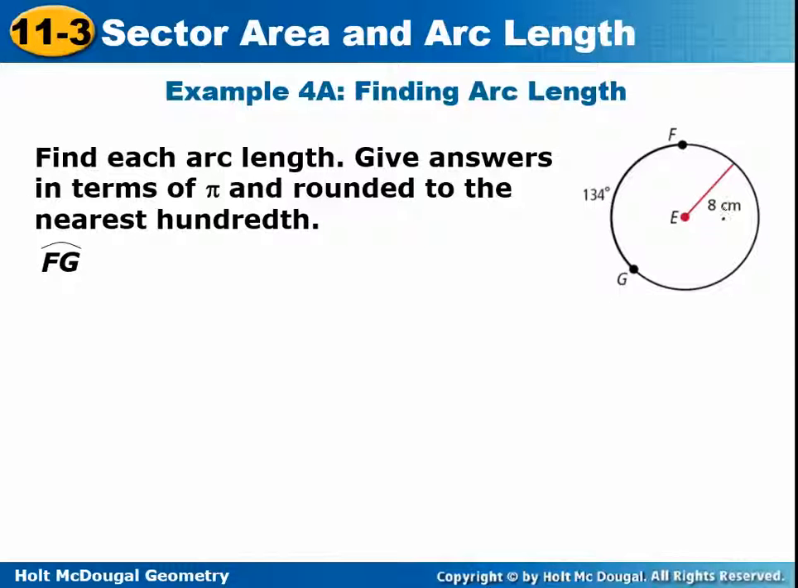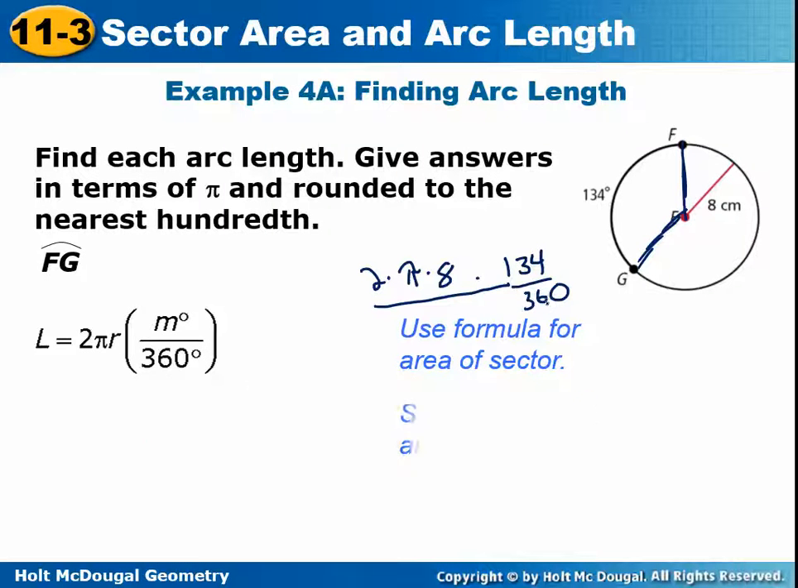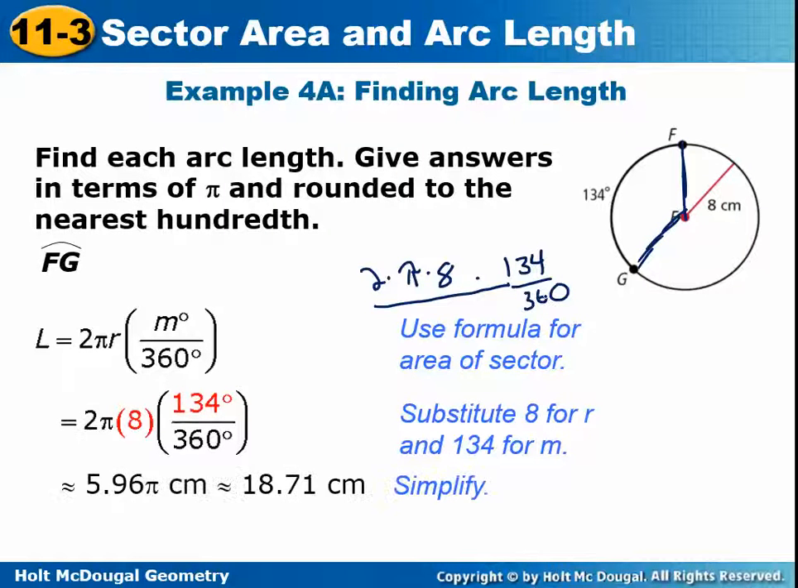All right, so here we have a circle with 8 centimeters for the radius. So 2 pi r is the circumference, and we need to multiply that by the fractional part. What arc length are they looking for here? Oh, FG. FG is at a 134 degree angle, so we would multiply this by 134 over 360. Now you can multiply everything on the top, 2 times pi times 8 times 134, and then hit equals and then divide by 360. And we end up with approximately 18.71 centimeters.